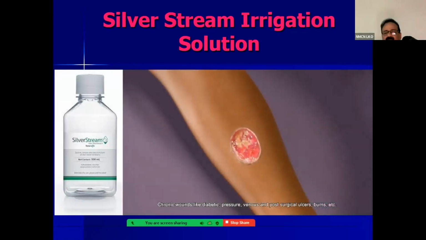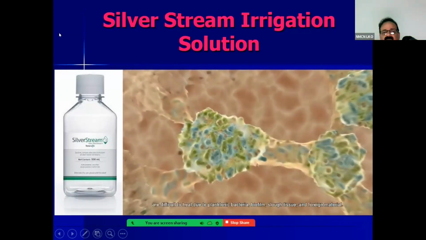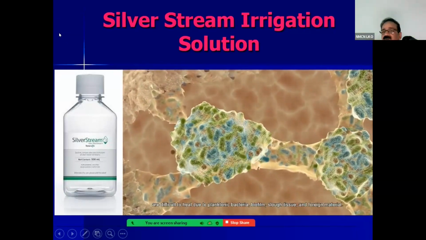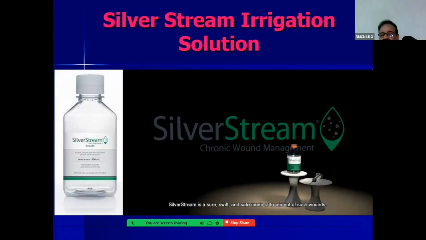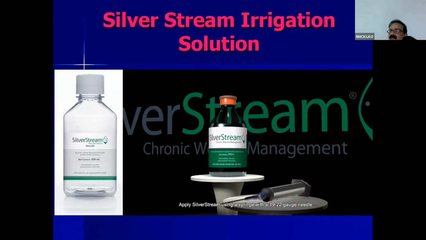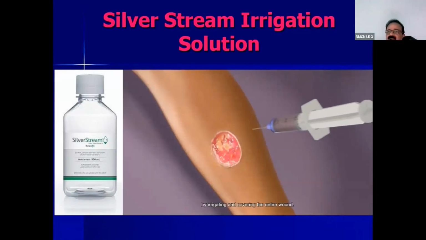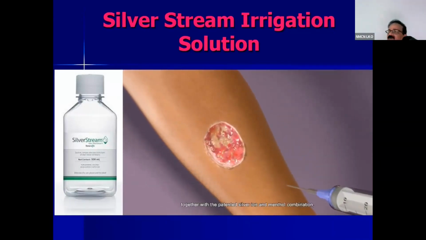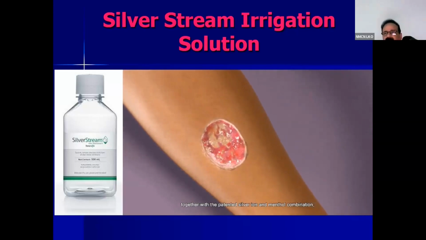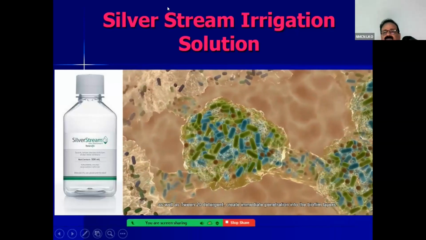Chronic wounds like diabetic, pressure, venous, and post-surgical ulcers, burns, etc. are difficult to heal due to planktonic bacteria, biofilm, slough tissue, and foreign material. Silverstream is a sure, swift, and safe mode of treatment of such wounds. Apply Silverstream using a syringe with a 19 to 22 gauge needle by irrigating and covering the entire wound. The mechanical force of the stream created by the syringe, together with the patented silver ion and menthol combination, as well as Tween 20 detergent, creates immediate penetration into the biofilm layers.